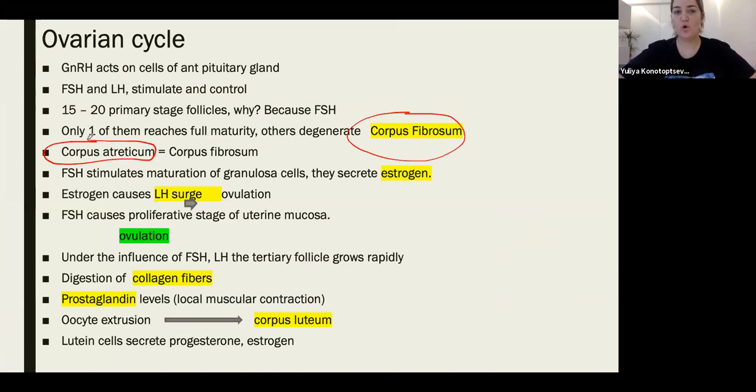So corpus fibrosum or corpus atreticum, these are the follicles that didn't reach the tertiary stage. If we chose 15, one of them will eventually, after ovulation, become the corpus luteum, but 14 of them are going to be the dead ones, right? So the ones that didn't reach the tertiary stage, how do we call them? We call them corpus fibrosum or corpus atreticum. What is atresia? Atresia means death in Latin. Atreticum means dead in Latin. Is it clear?